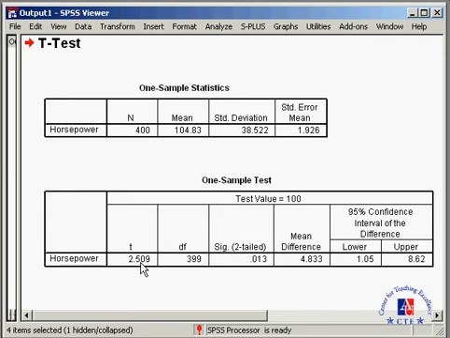The significance level shows that 0.013 or 1.3% of the sampling distribution are in both tails of the distribution. Half of that, 0.65%, are in each of the tails.